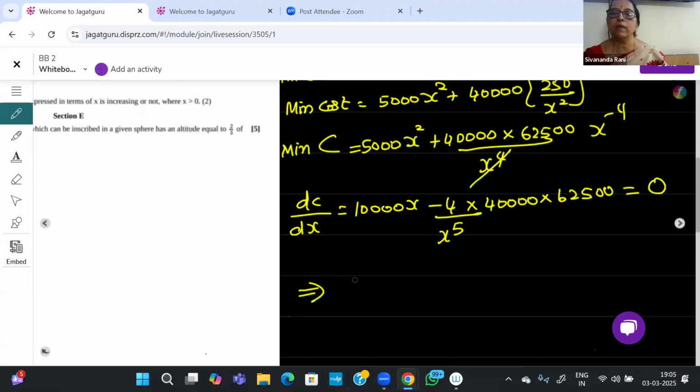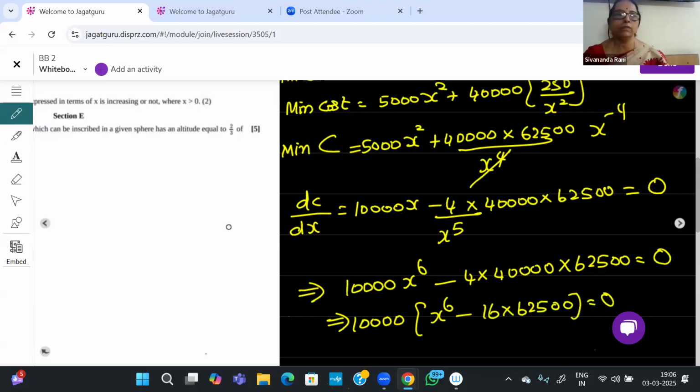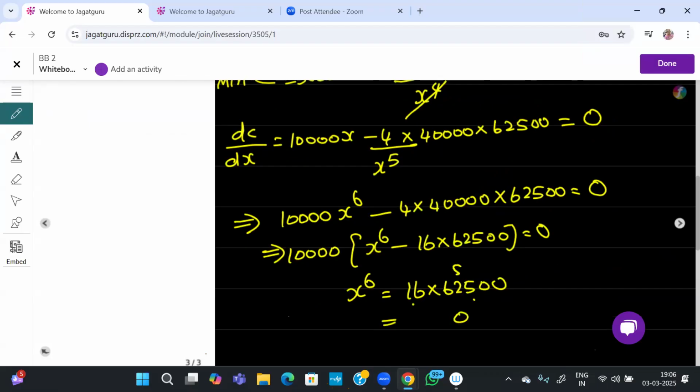Or in other words, 10,000 is common. 10,000 x power 6 minus 4 into 40,000 into 625.00 is equal to 0. So from here, what can I take out? I can take out 10,000. So x power 6 minus 16 into 625.00. So x power 6 should be 16 into 625.00. Did anyone find this? What is x? The x power x 10 is what I got.